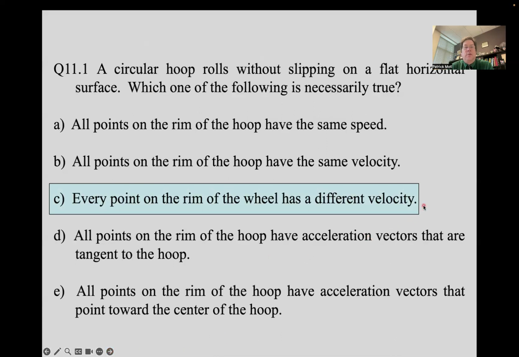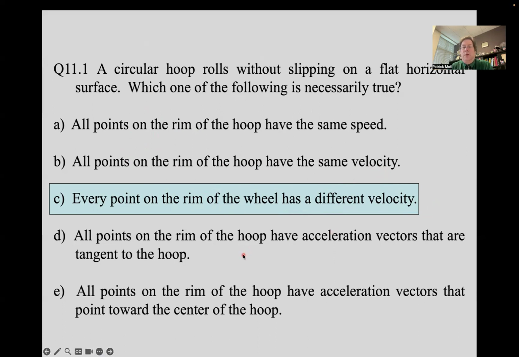All right, the one that is true is that every point on the rim of the wheel has a different velocity. There will be 2 points on the rim of the wheel that have the same speed, but they'll have different directions. One is directed up and the other is directed downwards. Same length, but different directions. So every point on the rim of the wheel has a different velocity. If it's rolling, they can't all have the same speed. They can't all have the same velocity. In fact, they all have different velocities, and you can pair them up. There will be 2 points that will have the same speed.